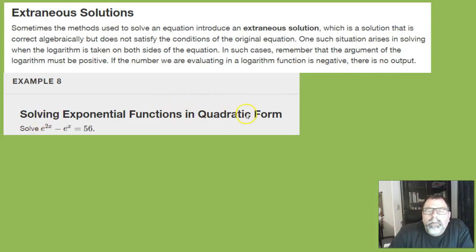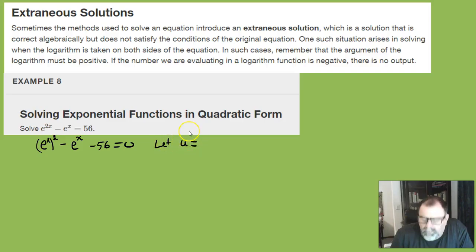So solving an exponential equation in quadratic form. So e to the 2x minus e to the x equals 56. On this one, there's this technique. I'm going to subtract 56, and I'm going to do what we call a u substitution. So let u equal e to the x. So e to the x is going to be u.